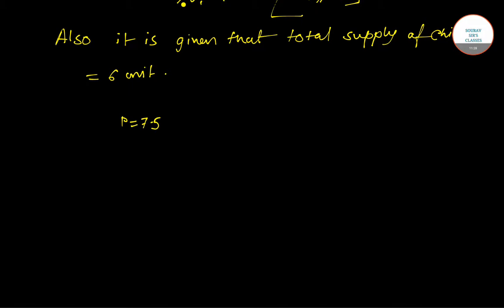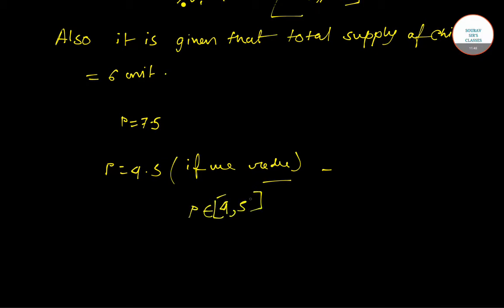When we reduce the price to P equals 4.5, the demand and supply will match. Note that this is not the only equilibrium price; other prices between 4 and 5 can also be the equilibrium price. So this is not a unique equilibrium price.